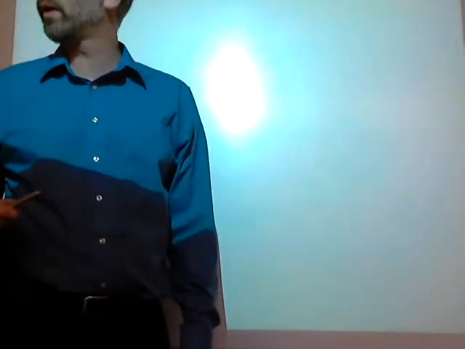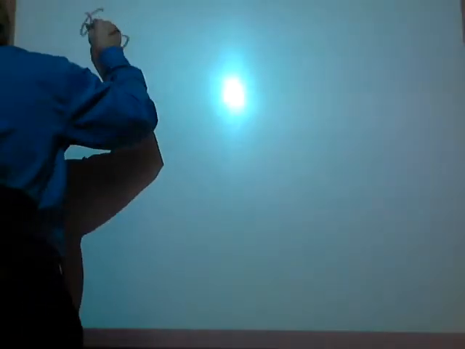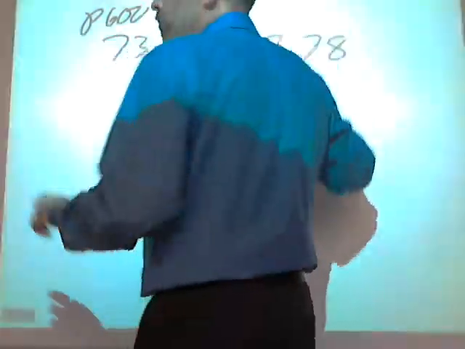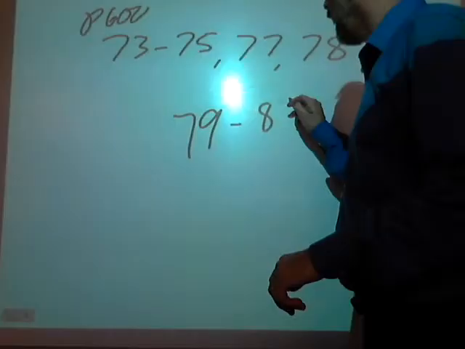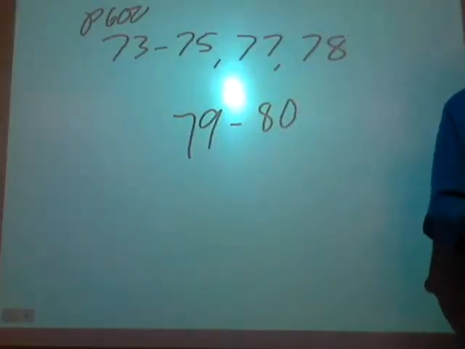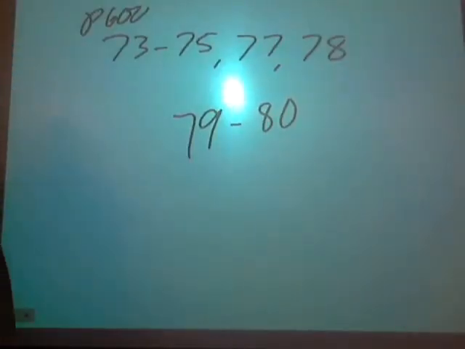Your homework is 73 to 75, 77, and 78 on page 600. 73 to 75, 77, and 78. Now tomorrow, in case I forget, the bonus ones will be 79 and 80. They'll be like those questions where you have to actually calculate the amount of PV work being done. All right?